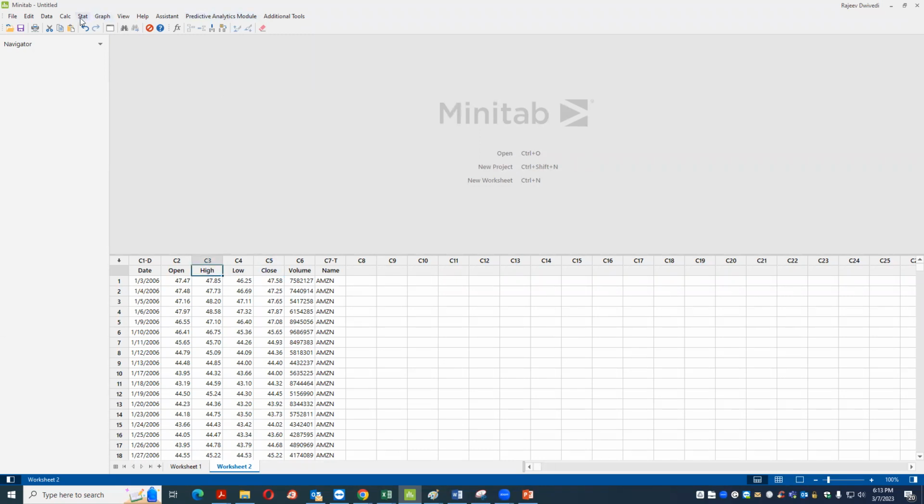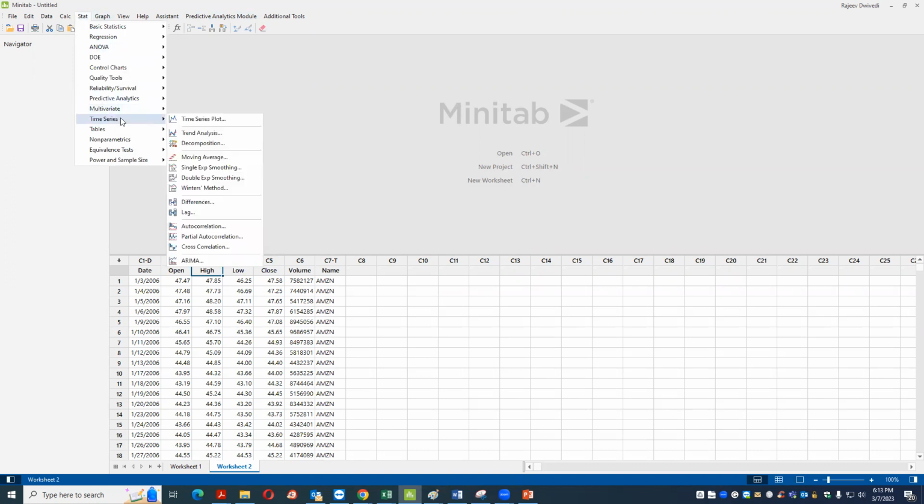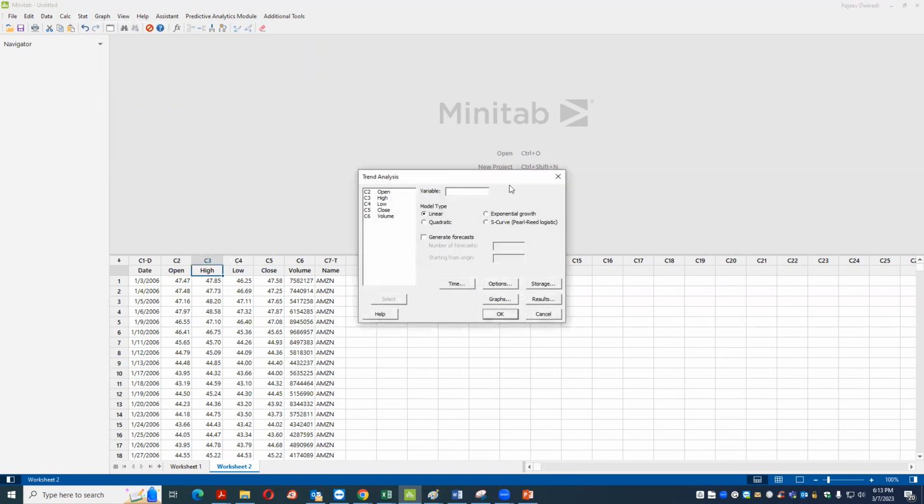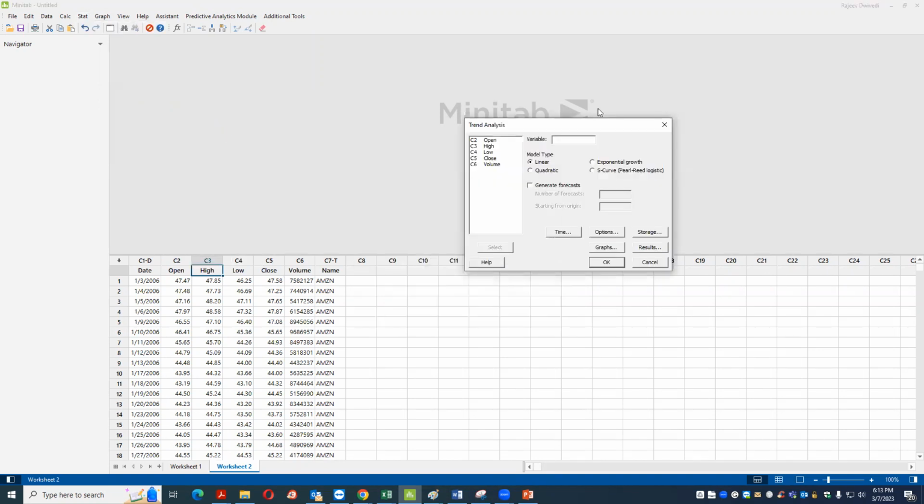I go under Statistics. We have Time Series and we have Trend Analysis. This is the option that you have. Which variable do you want to select? Let's say I want to select high. And now we have 4 trends here: linear, exponential, quadratic, and S-curve. Which one do you want to use? So this is the first option.